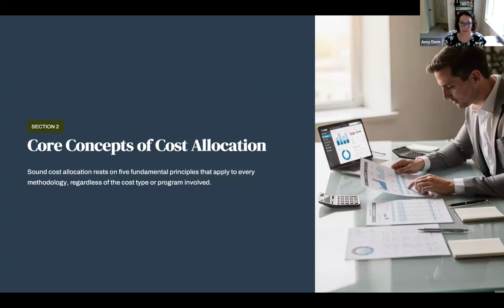So core concepts of cost allocation. There are 5 fundamental principles that apply to all the methodologies, regardless of cost type or the program.